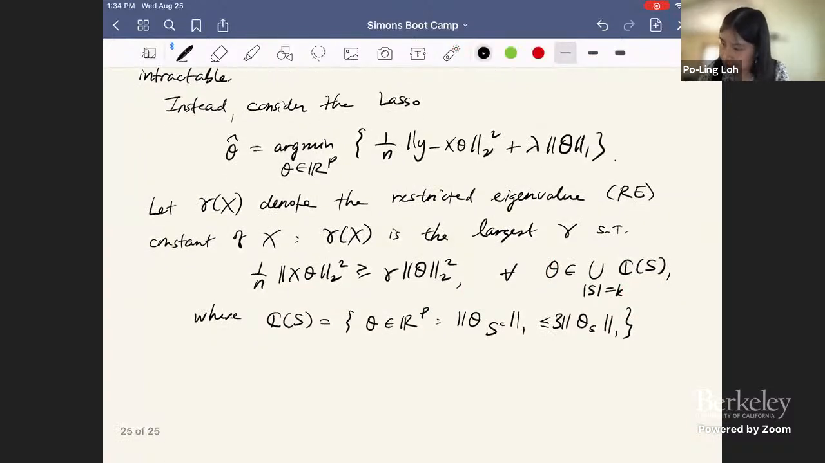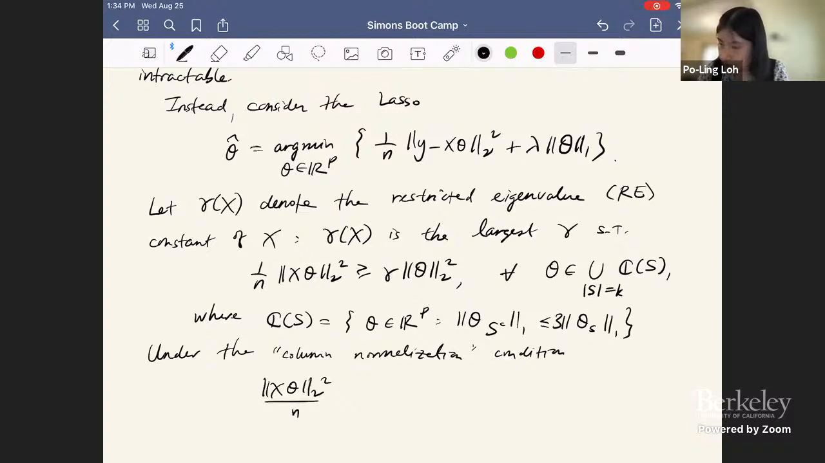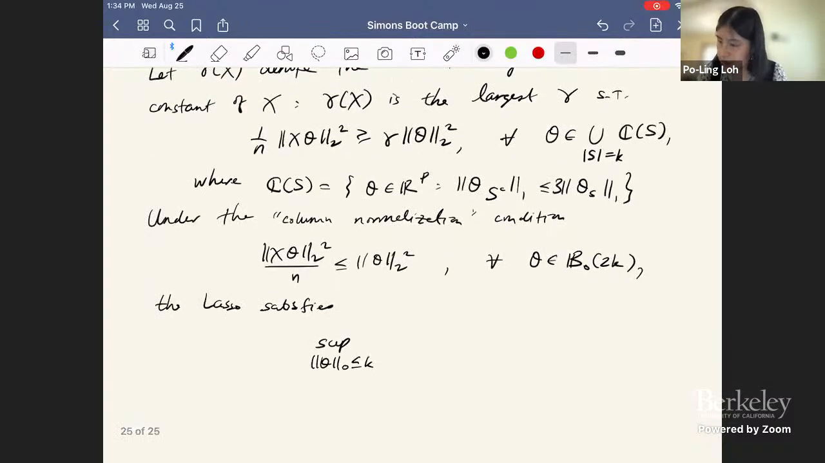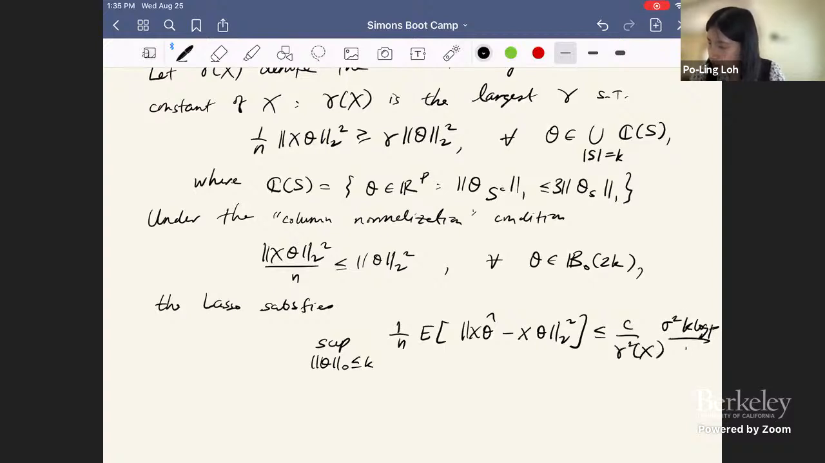Okay, so under an upper bound, under what's called the column normalization condition, which is the 2 norm squared of X theta over n is less than or equal to the 2 norm squared of theta for all sparse vectors, now here we're in the 2k ball, the lasso satisfies the upper bound: the supremum over all k-sparse vectors of 1 over n times the expectation of the 2 norm squared of X theta hat minus X theta is less than or equal to a constant over gamma squared times sigma squared k log p over n.